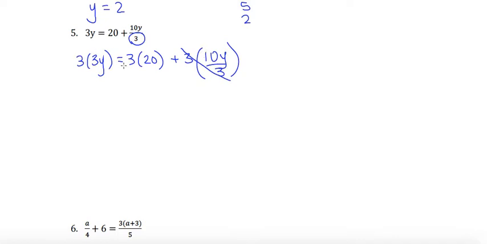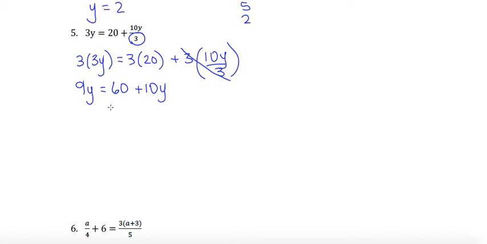So then the other terms are going to be multiplied still. So 3 times 3y is 9y. 3 times 20 is 60. And then we have our plus 10y. So in order to eliminate the fractions, we need to multiply every single term by the denominator if you just have one fraction. So exactly what we did here.